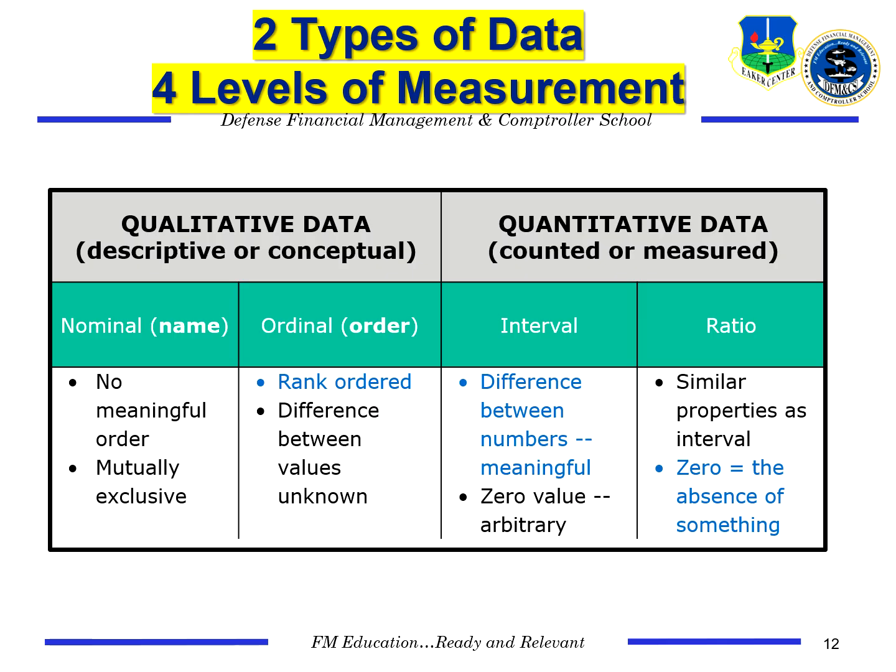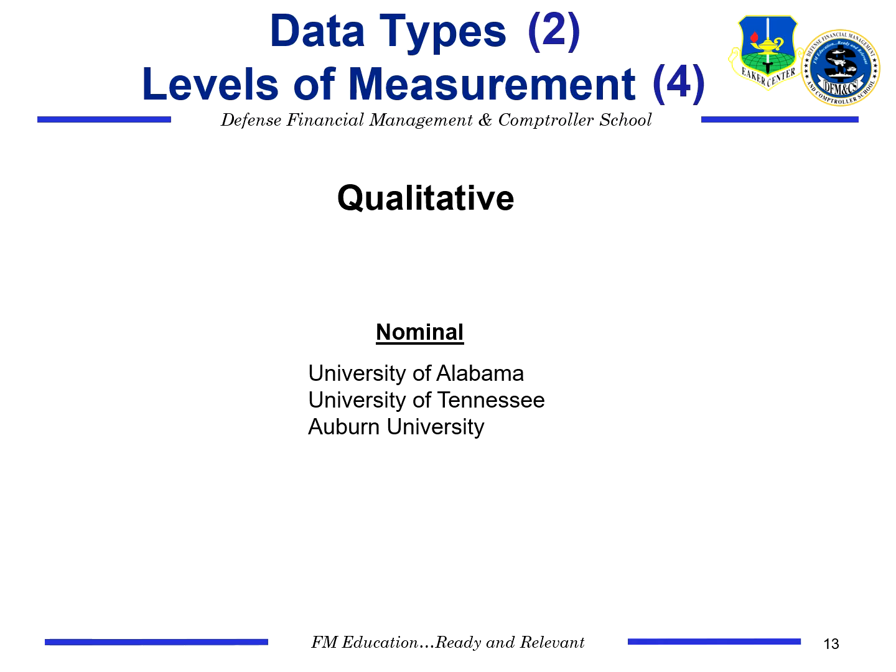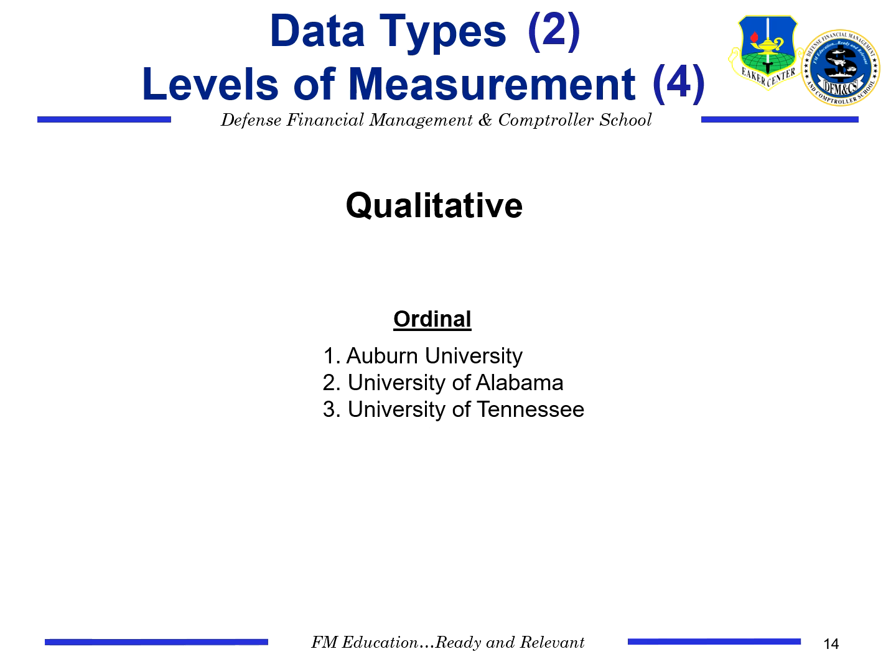So now I'm going to give you a few examples of each. So for nominal, we just have a list of universities. It's not telling us anything about what's different between them. It's just the list. That's all it is. For ordinal, we're going to give some numbers and an order to that list of universities. But again, it's not telling us anything other than a ranked order.